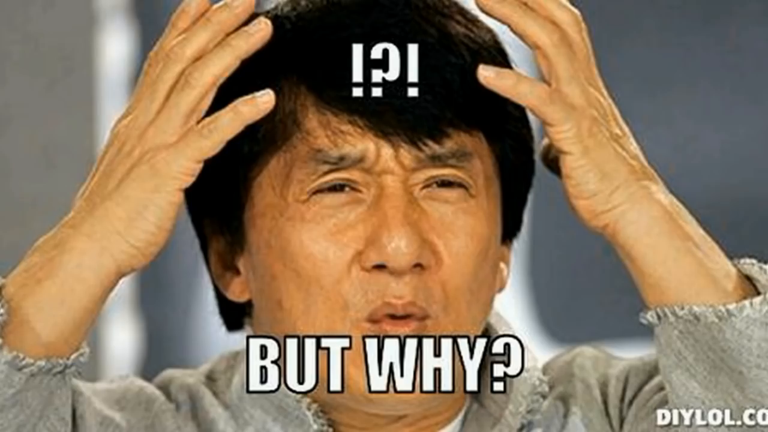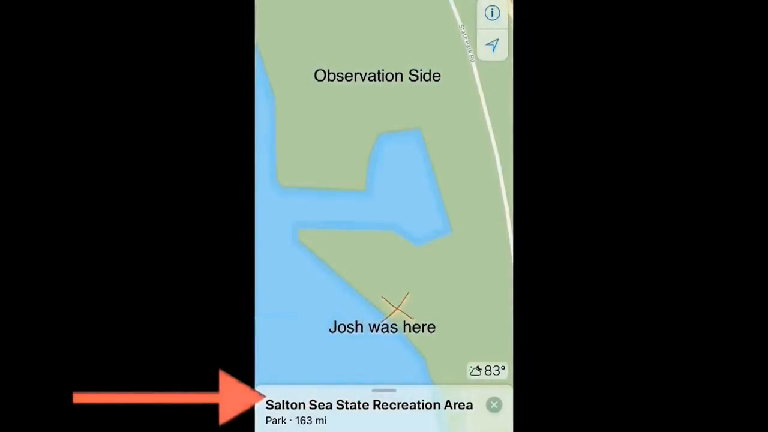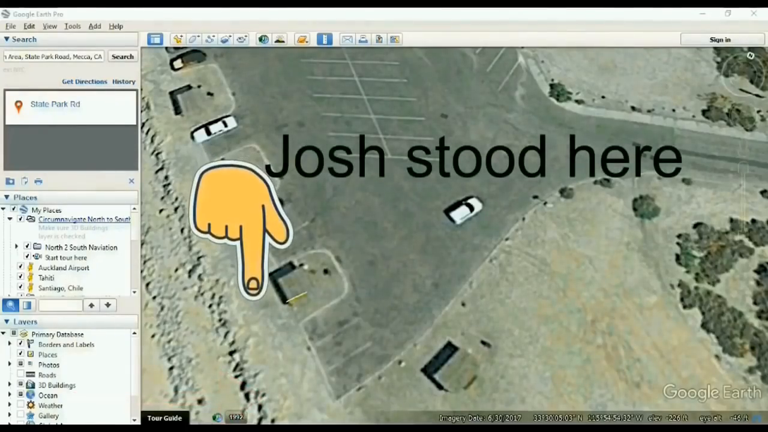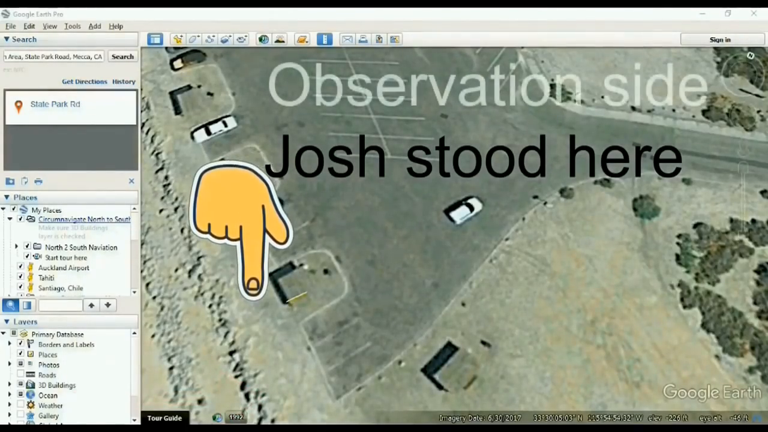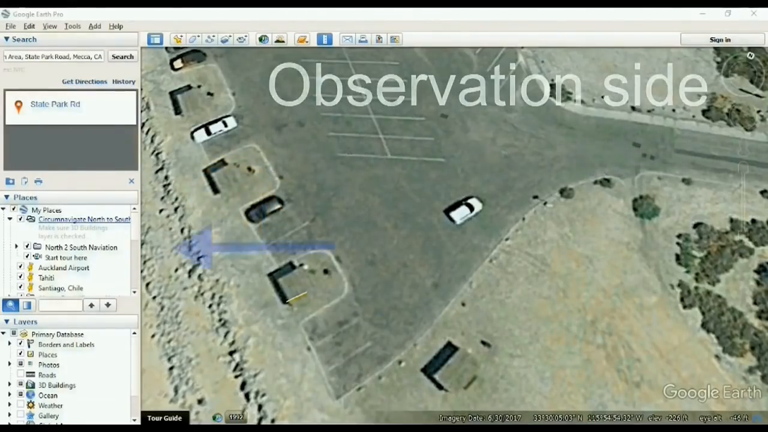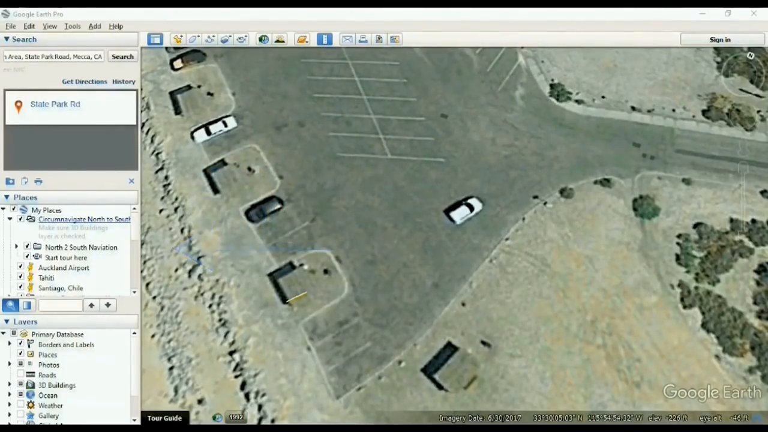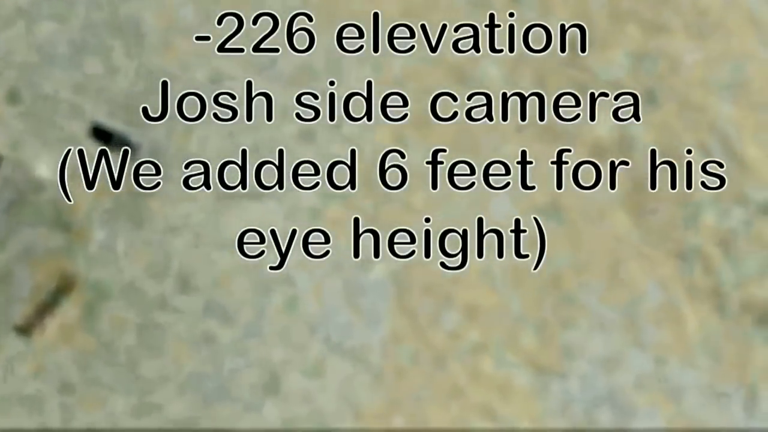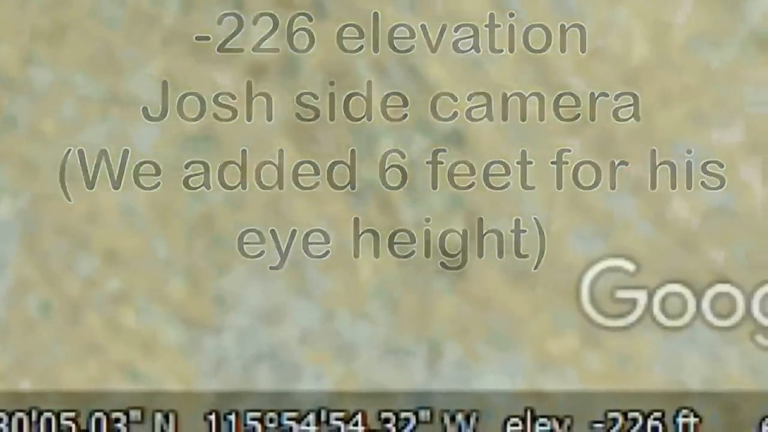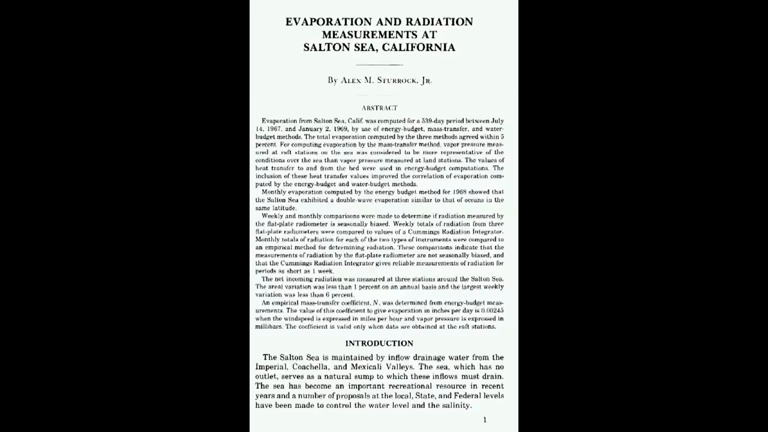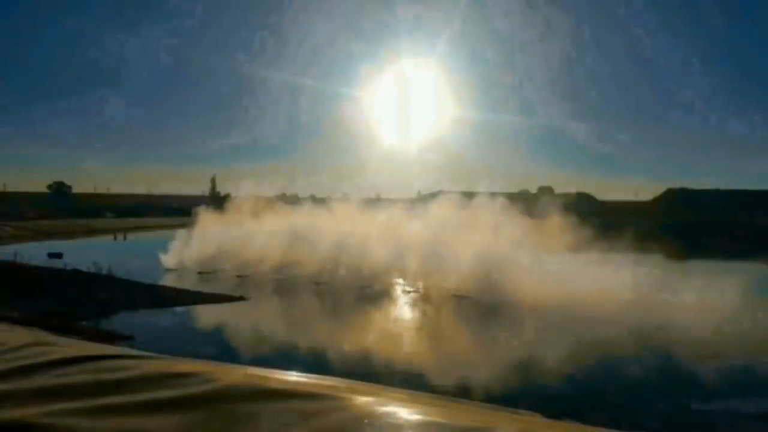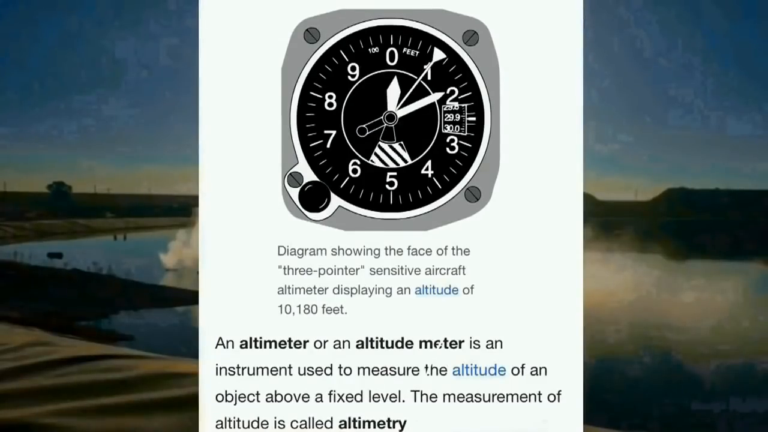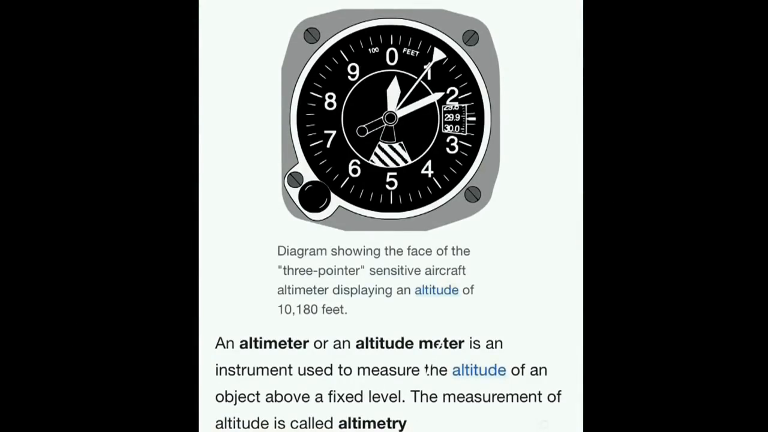To show you how we calculated this, we used Google Earth for the altitudes. This little hut is the cliff that Josh was standing on, shooting his camera out over the ocean to the balloons. And you can just look down here at the elevation, and it is negative 226 feet above the Salton Sea level. It gets a little confusing because all of the elevations are negative because the Salton Sea itself is negative sea level. Now I understand the sea is evaporating, which is why we decided to go back out there for a retest with an altimeter. But I'm just going to show you here how we came to our conclusions that we needed to retest.